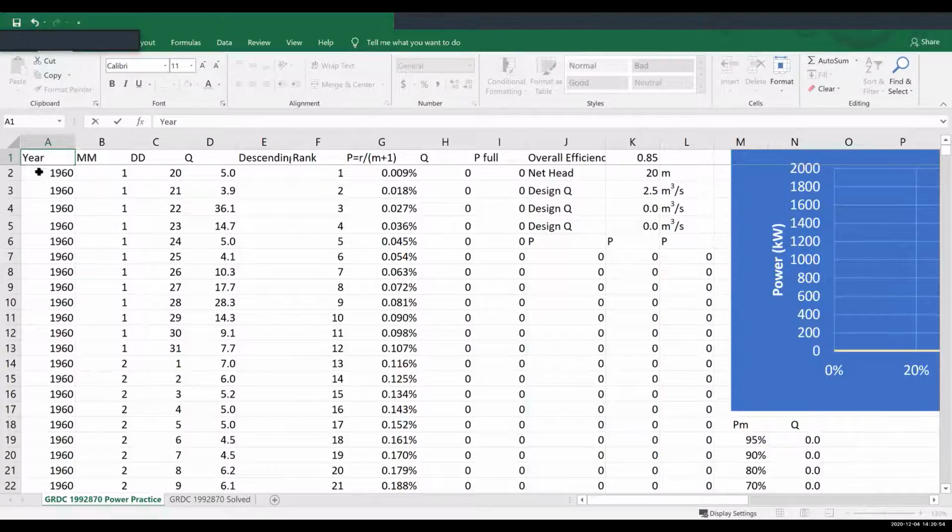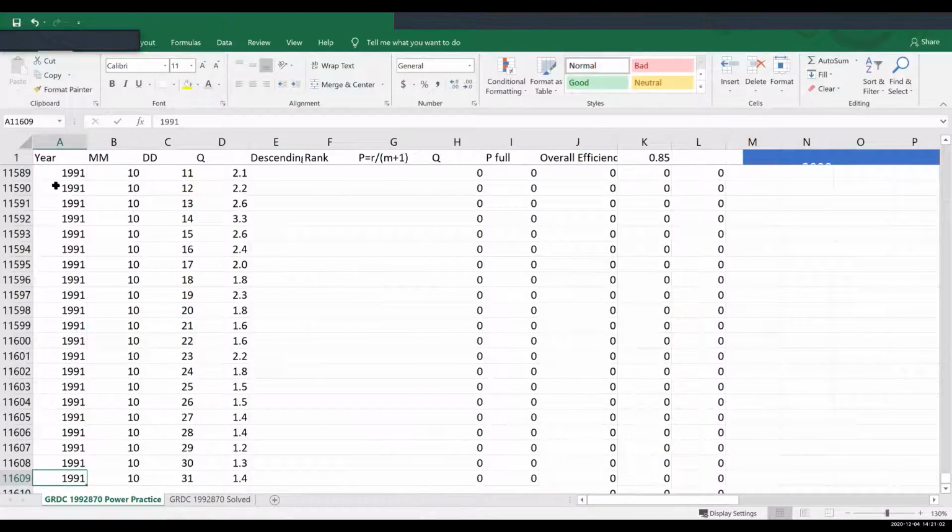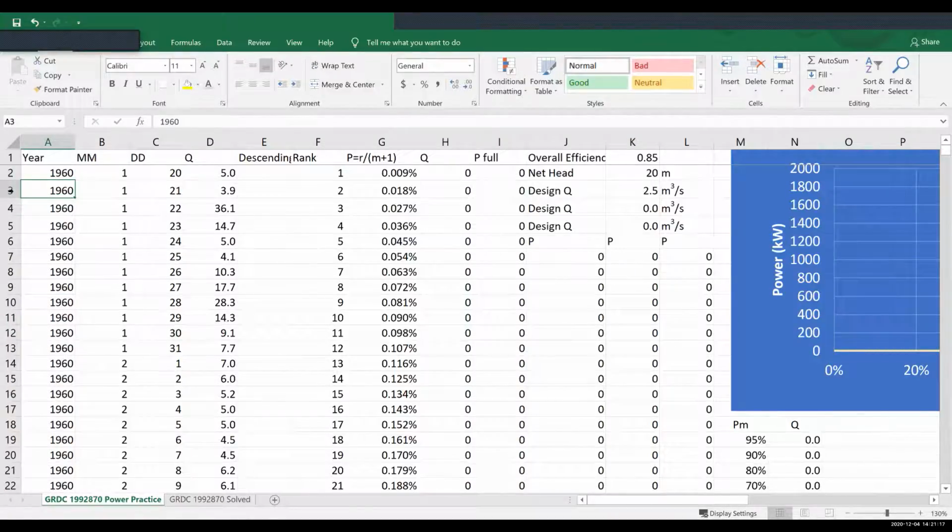So what I have here, in the first column A, is the data from 1960 to 1991. It starts from January 1960, and this is the discharge in cubic meters per second.